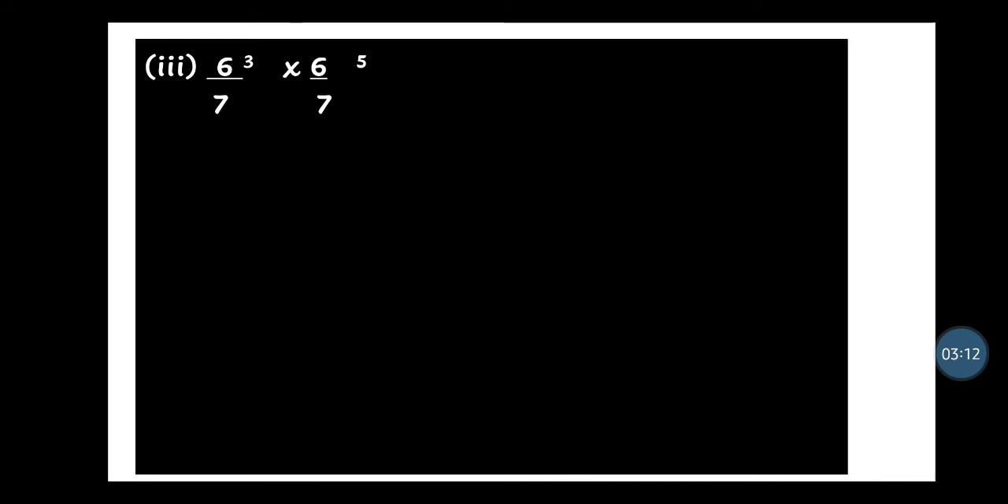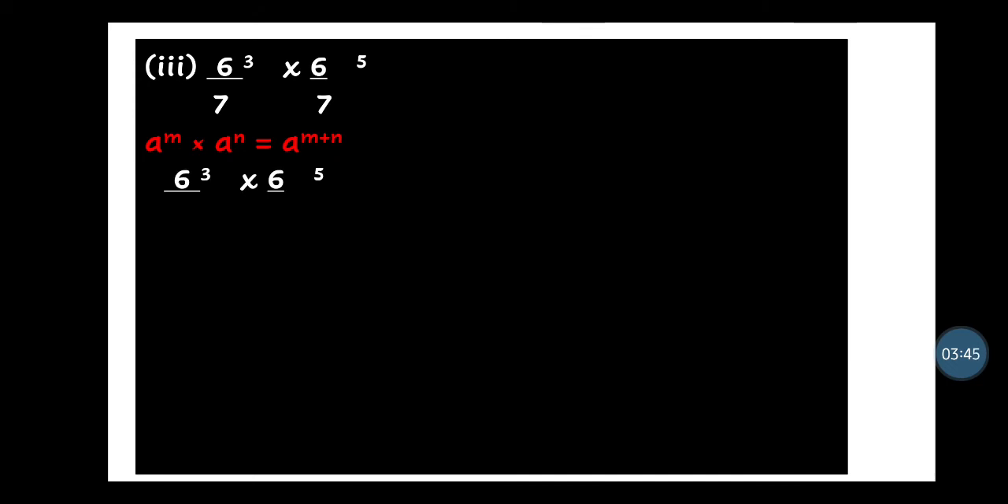Next one. 6 upon 7 the whole cube into 6 upon 7 raised to 5. Here the base is same and the operation used is multiplication. So we are supposed to add up the index. Let's write the rule. A raised to m into a raised to n is equal to a raised to m plus n. Let us substitute. A is 6 upon 7, m is 3 and n is 5.